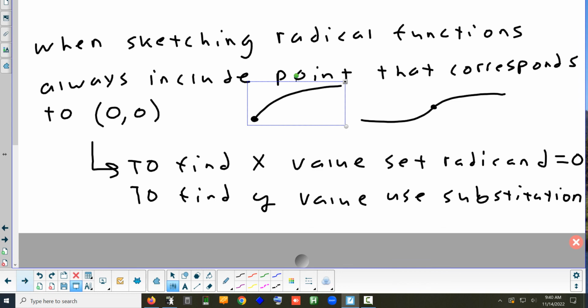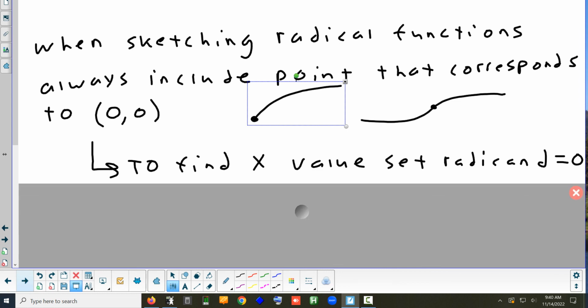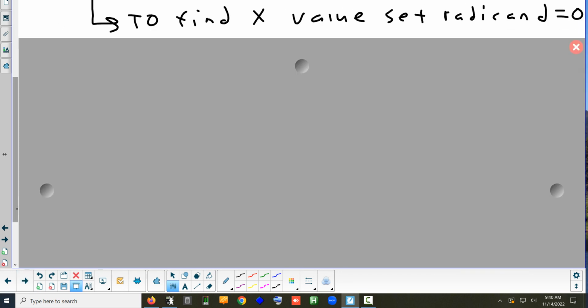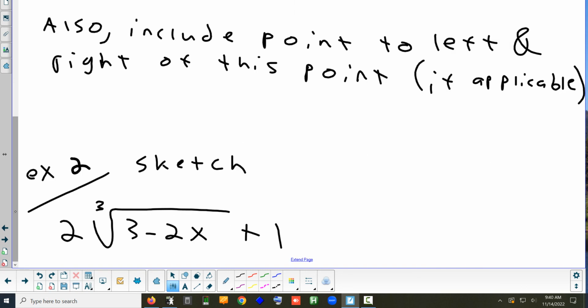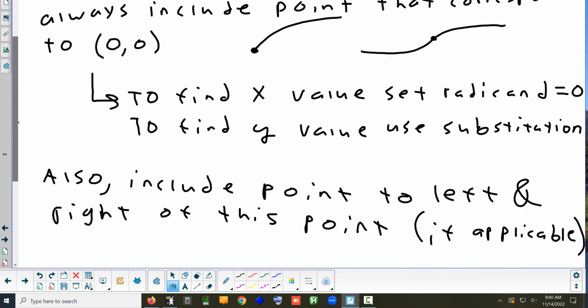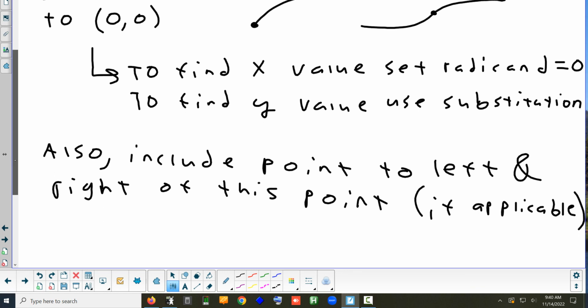Once you have the x value, you're going to have a formula like that. All you have to do is fill it back in, do it out, and that'll give you the y value. So once you get the x value, substitute that number back into the formula to get your y value. Now, that point by itself, that's not enough. Yes, you need that point.